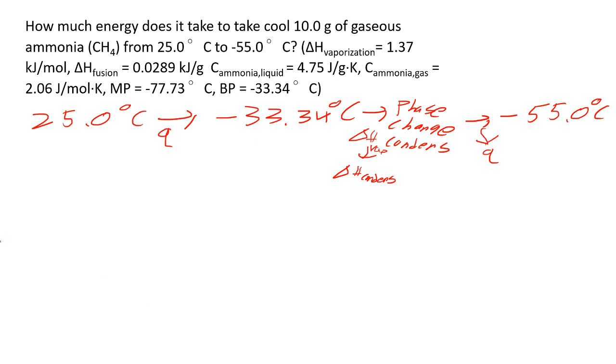So we're going to start with the first step. So Q equals MC delta T, and I'm going to do this for the first section. So Q is going to have a mass of 10.0 grams. And at first, remember, you want to think about what phase you're in. For 25 to negative 33, you're currently in the gas phase, so you need the specific heat of the gas. And so that is going to be 2.06 joules per gram Kelvin.